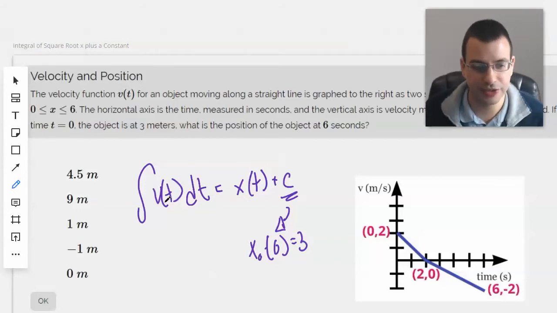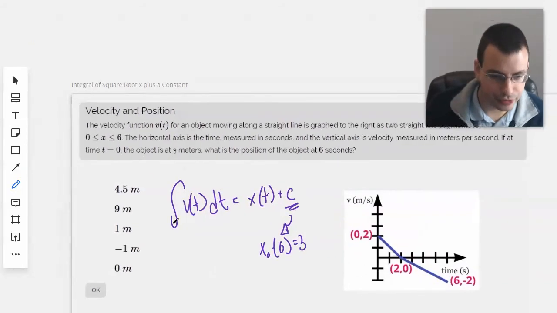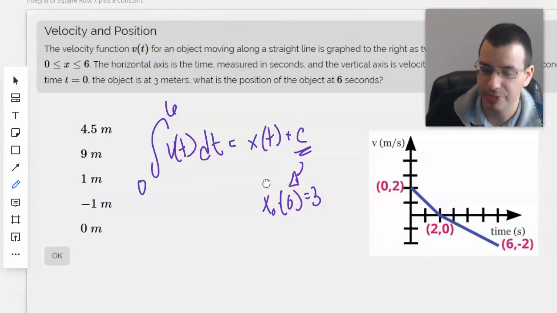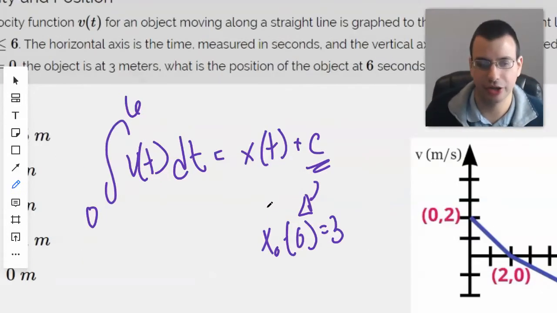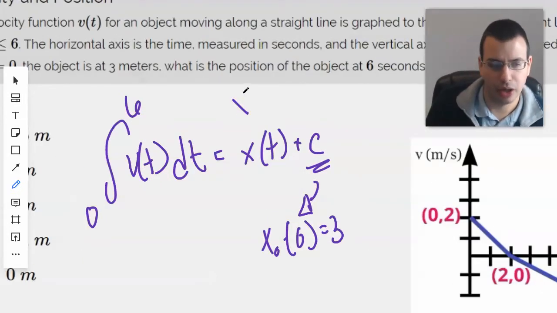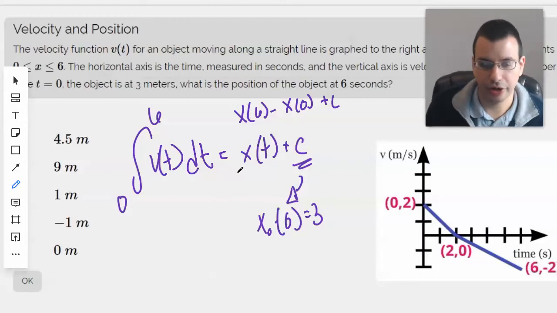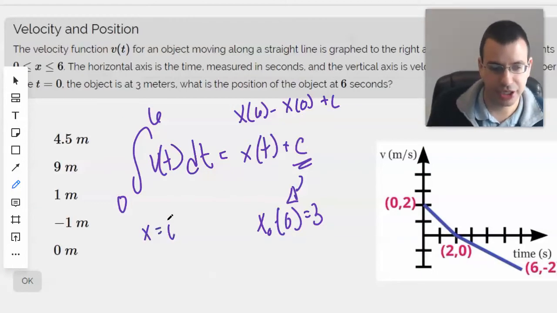So what we need to do is find the position. To be more technical, this would be x at position 6 minus x at position 0 plus c, where x equals the integral of v of t.